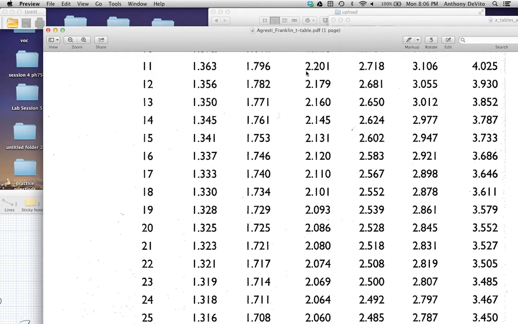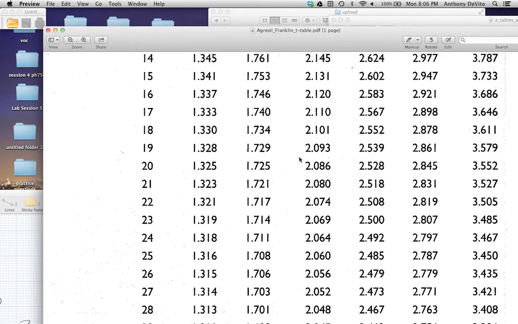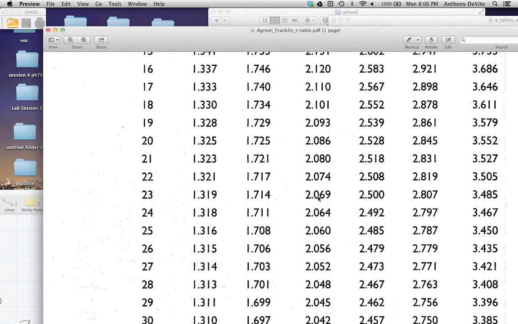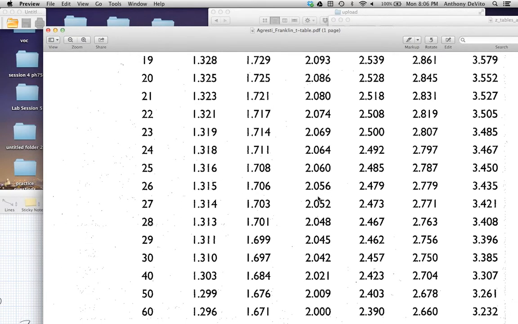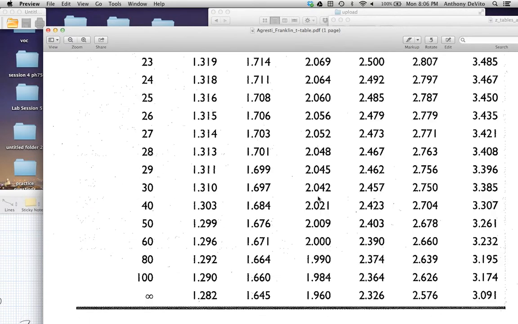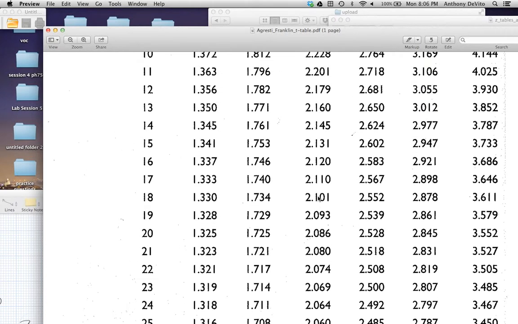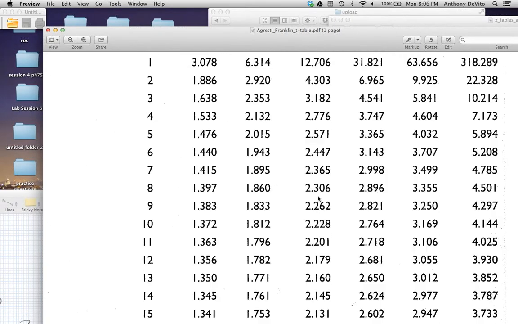So the smaller the sample size is, the larger the number that you need to exceed for your t-score in order to say that there's less than 5% chance of being wrong if you say the means are different, or that one mean is not within the confidence interval of the other mean. So that's really what we're after here.